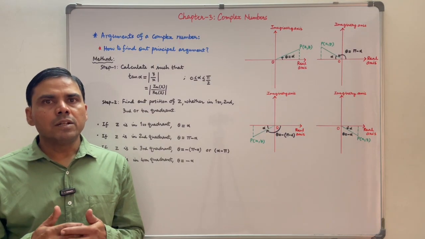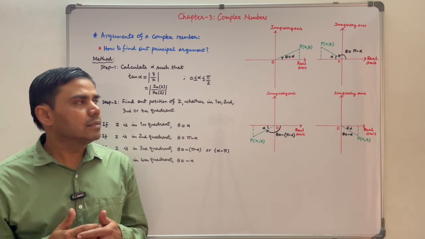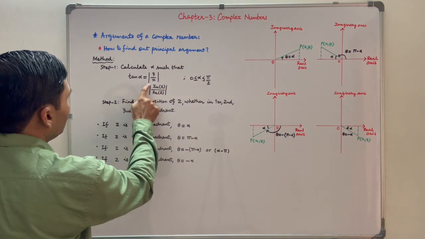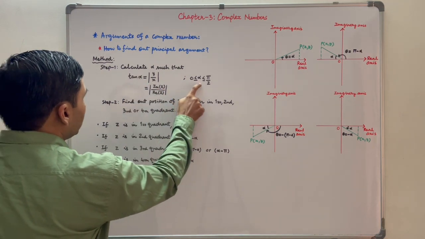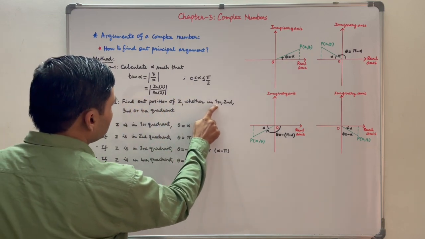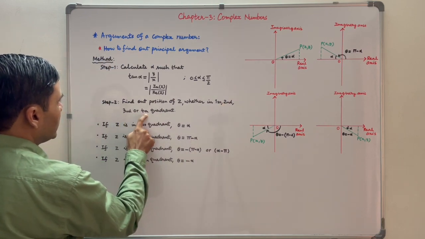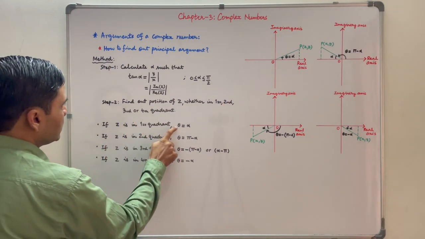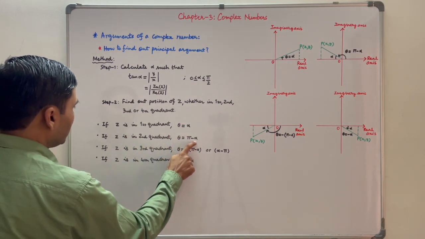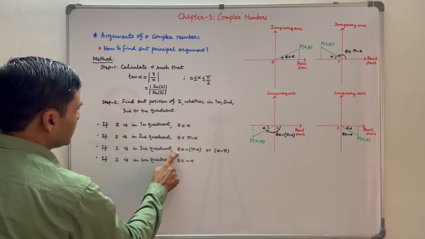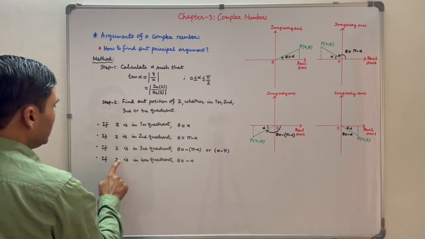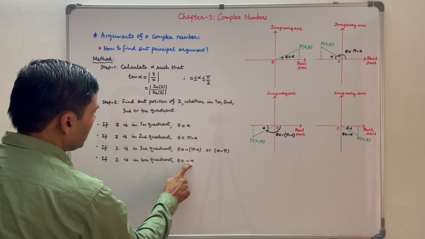Let us summarize the method to calculate theta we have just learned. First step, calculate alpha such that tan alpha is equal to mod y by x. Here alpha is acute angle. Second step, find out position of z, whether it is in first, second, third or fourth quadrant. If z is in first quadrant, theta is equal to alpha. If z is in second quadrant, theta is equal to pi minus alpha. If z is in third quadrant, theta is equal to minus in bracket pi minus alpha or alpha minus pi. If z is in fourth quadrant, theta is equal to minus alpha.